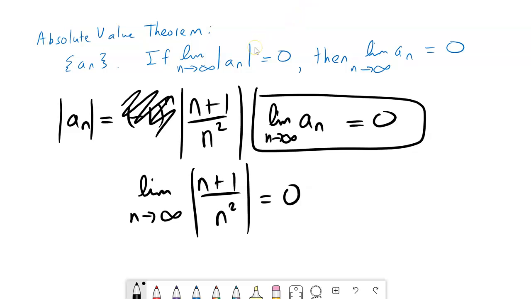This is a theorem, and it's super important, especially when we talk about series. So that's it for sequences, and we'll be talking about series next time.